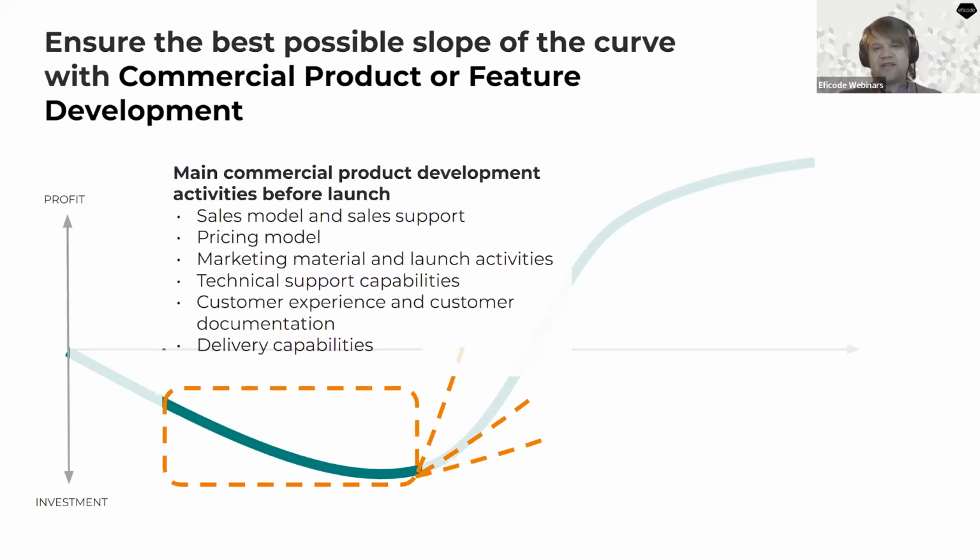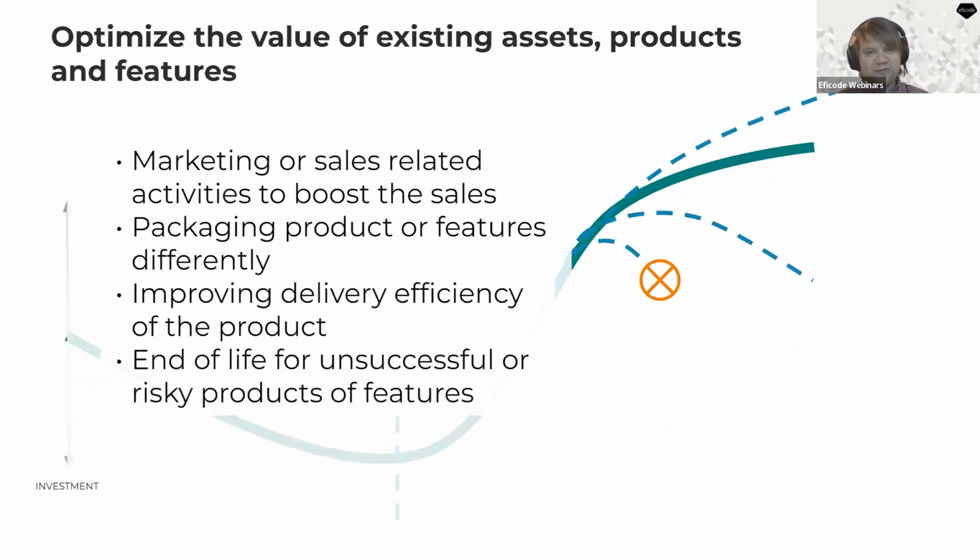Great. And then, which was mentioned already a bit, there is optimizing the value of existing products. It says assets here too, because sometimes it could be a platform or a part of a product which could be optimized at this point. So there are different types of items, but the key message is that there needs to be constant attention to these products and assets and features.